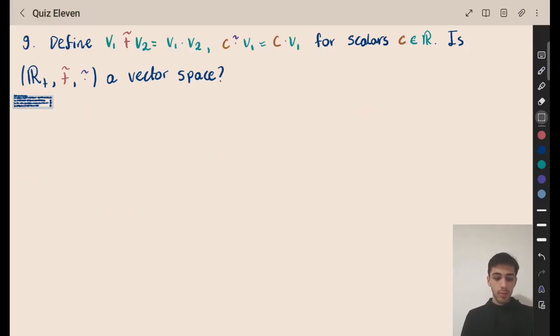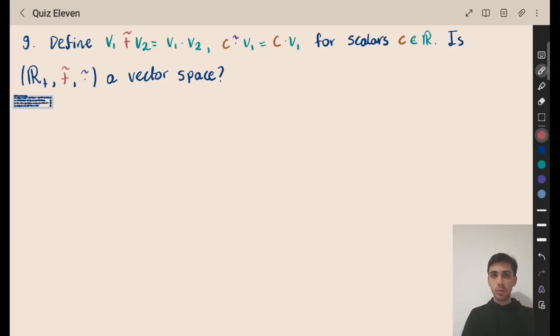Define a vector space with the following operations. Two operations, one for addition and one for scalar multiplication, as we know it. Is it a vector space if you take the set of all positive reals with this addition and that scalar multiplication?